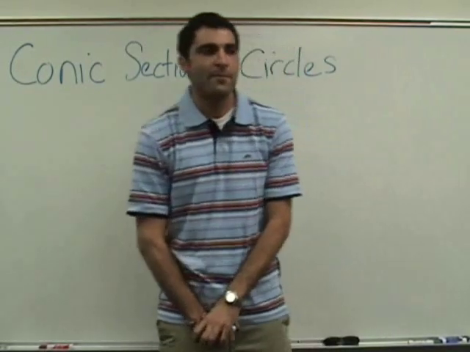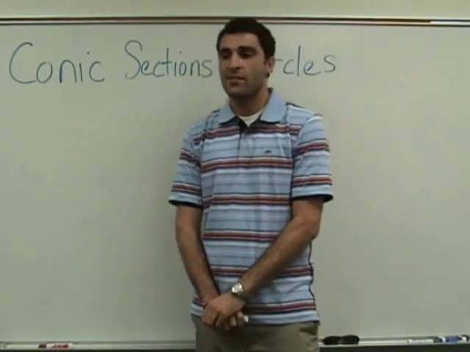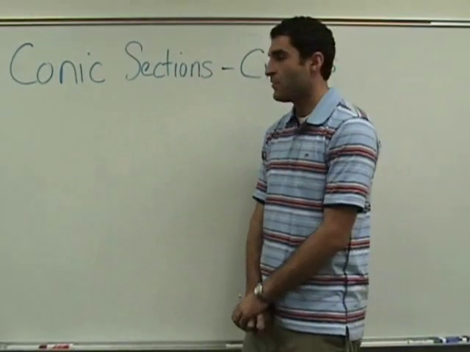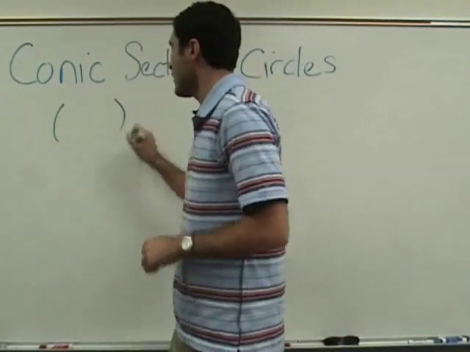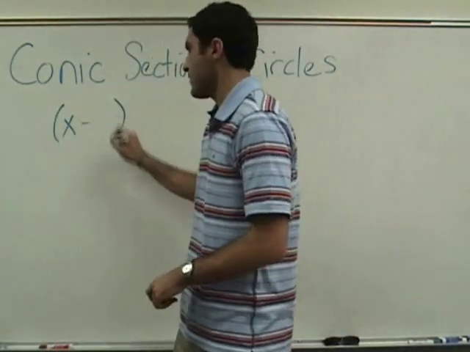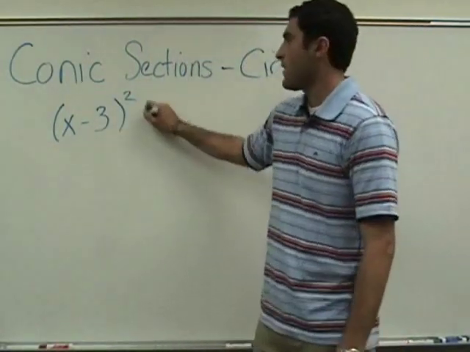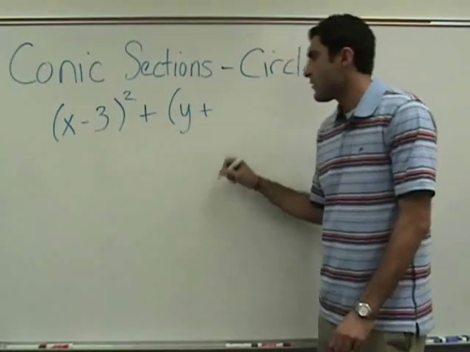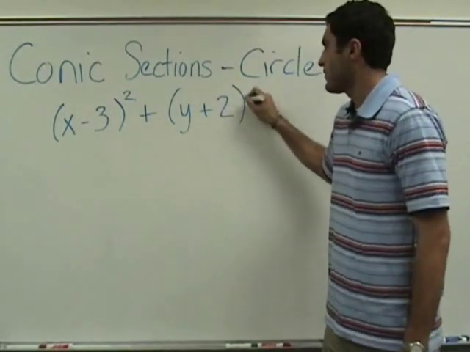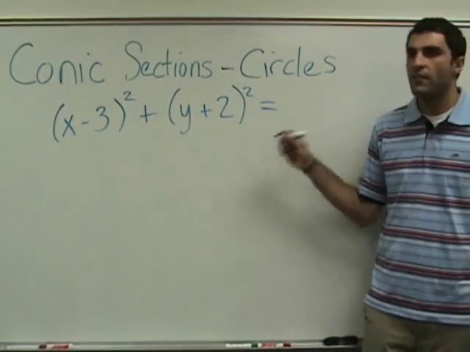Any guesses about what happens with x? Both are squared because they make a circle. You can explain that, it's pretty cool. So both are squared. Here we go. (x - 3) squared plus (y + 2) squared equals. Okay, I'm going to leave this off for now.